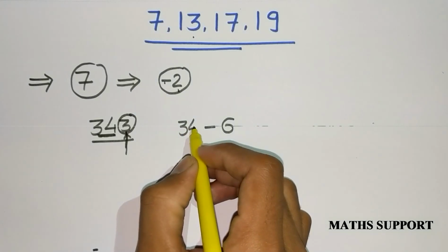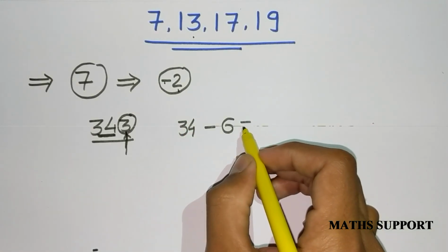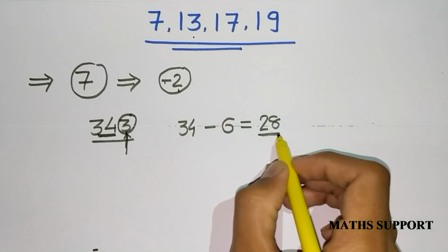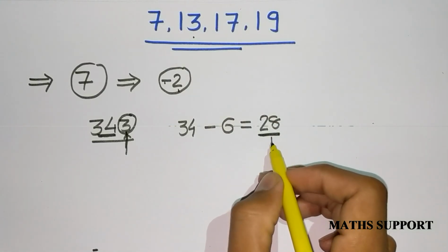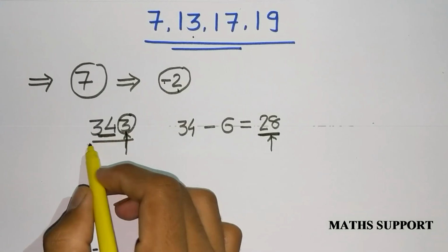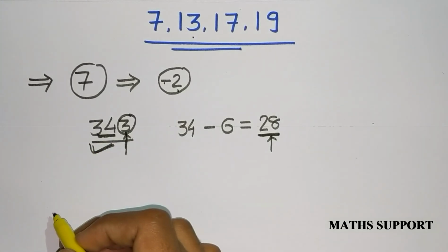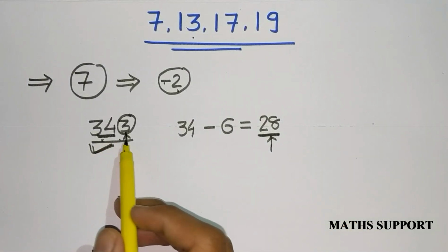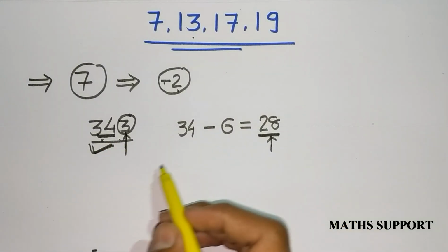So you get 34 minus 6, and whatever number you get, you need to check whether it is divisible by 7 or not. If this number is divisible by 7, then your previous number will be divisible by 7. Here 28 is divisible by 7, so 343 is also divisible by 7.